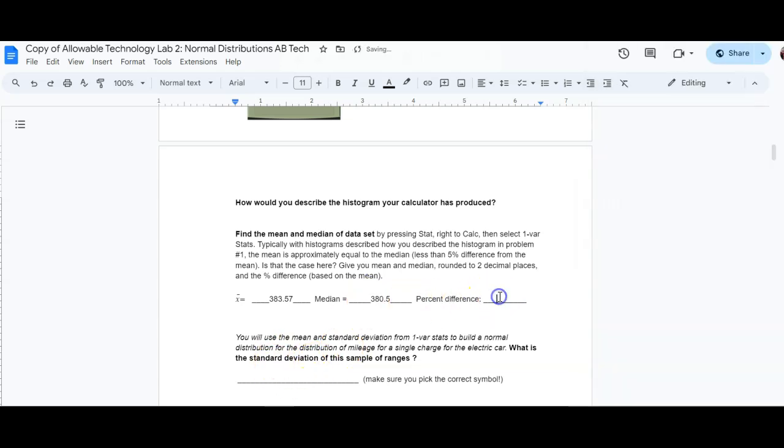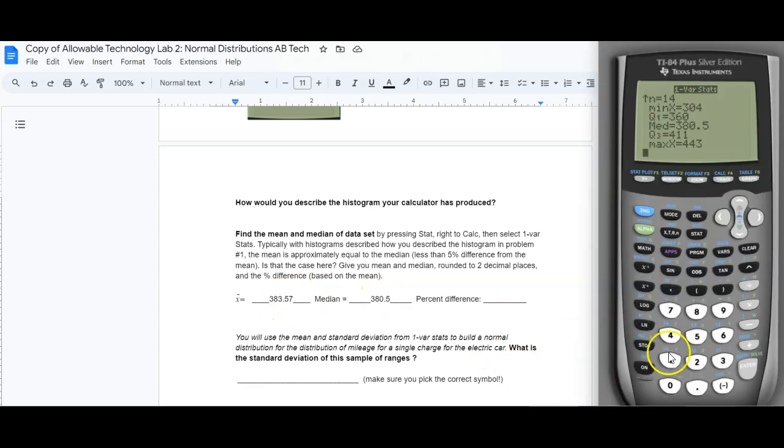All right, now the percent difference calculation. It says here to make the percent difference based on the mean. So all we need to do is subtract the larger minus the smaller, or you can do it with absolute values, and then divide by that mean. That's what it means to base it on the mean: we divide by the mean rather than the median. So I'm going to do parentheses 383.57, the bigger number, minus the smaller number, and then because I'm basing it on the mean, I'm going to divide by the mean.